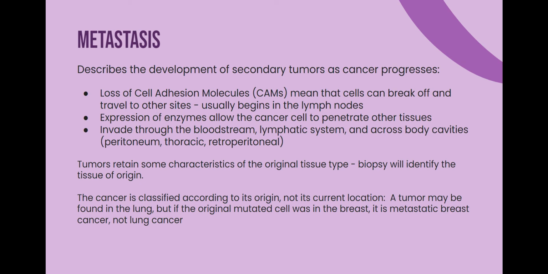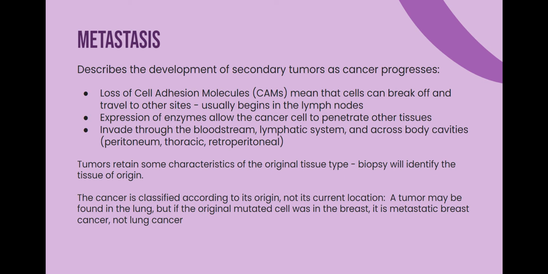Metastasis happens. The cells don't want to stick together anymore. They lose their cell adhesion molecules and they break off and travel to other sites. Usually that begins in the lymph nodes because the lymph nodes are very hardworking tissue, acting as garbage collectors. They pick up the things the body doesn't need and store it and get rid of it. But cancer cells don't want to die, so they just hang out in the lymph nodes and they grow there.